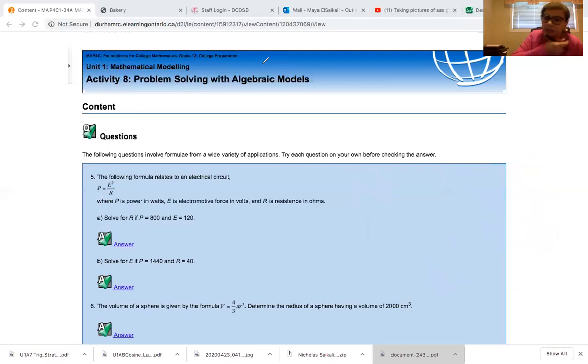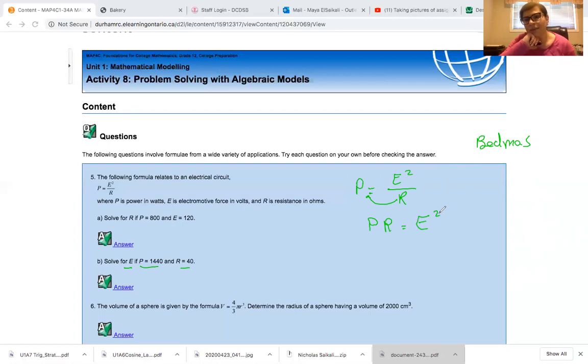Now, the second question is saying solve for E if P is 1440 and R is 40. So now we're solving for E given P and R. So I'm isolating for E. I want E to be by itself. First thing I want to get rid of, because remember, backward, right? So the first thing I want to get rid of in this case is the division. So bringing the division over, it's going to become PR equals E squared.